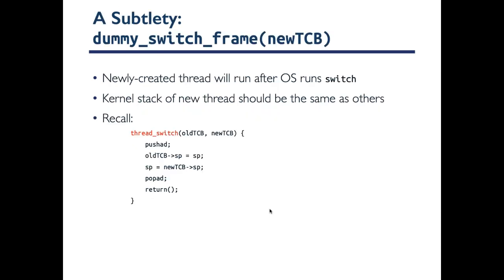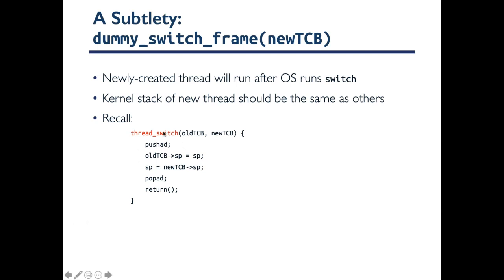Anyways, if you remember when we were talking about thread create, we talked about this dummy switch frame that I said I'll talk about later. So here is where we want to talk about it. If you remember, when we were creating a thread, we pushed a bunch of stuff, and then right before we return from the function, we pushed a dummy switch frame. Let's see why that is needed.